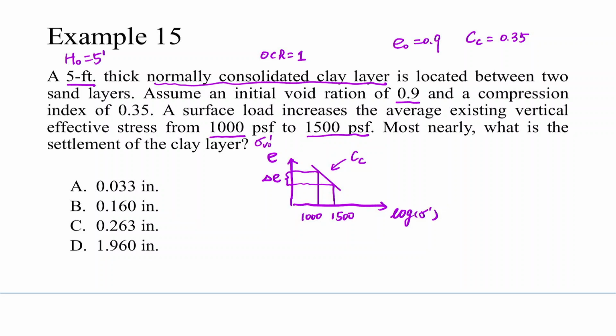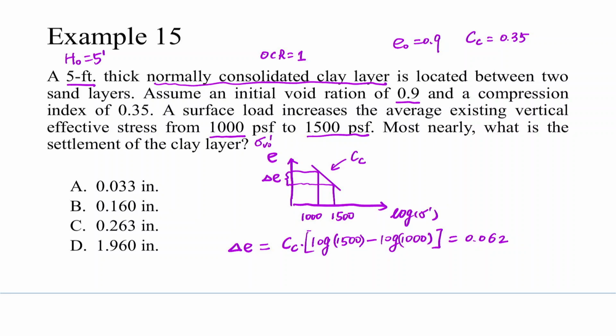So first of all, the delta e is pretty easy to calculate. It's pretty much based on what we have done for the previous one. The delta e is the slope times the distance between those 2 points on the x-axis. So that would be log 1500 minus log base 10 of 1000. Based on that, we can figure out the delta e. The delta e is 0.062. So that's the change of the void ratio. The void ratio decreased by 0.062.